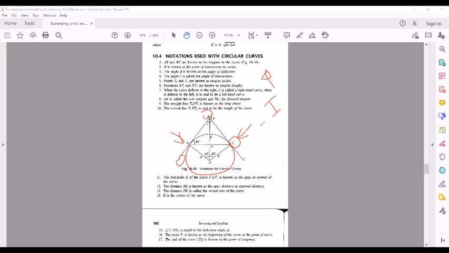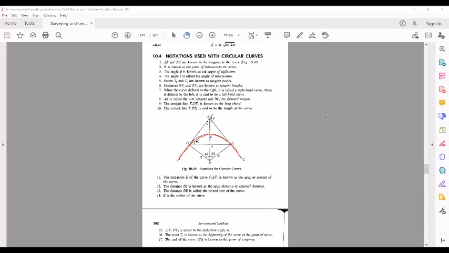The straight line T1, D, T2 is known as a long chord. Now this is important. So on this curve, what is your direction of travel? Your direction of travel is A, T1, along the curve T2, and then C. T1 and T2 are the tangent points where the curve actually starts.